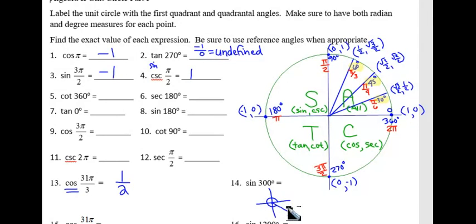I have to identify this reference angle. Always measure yourself back to the x-axis, and so I am 60 degrees away from the x-axis, so that is what I'm going to focus on. I am down here in quadrant 4. So I need to pay attention to which answers are positive and which ones are negative. Well, the only answers that are positive are cosine and secant, so my answer is going to be a negative answer.